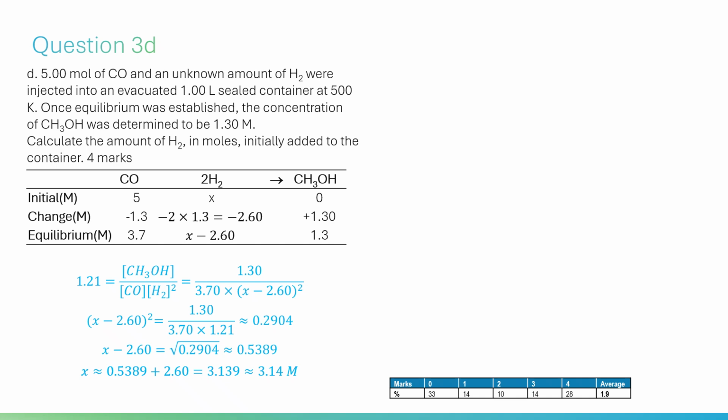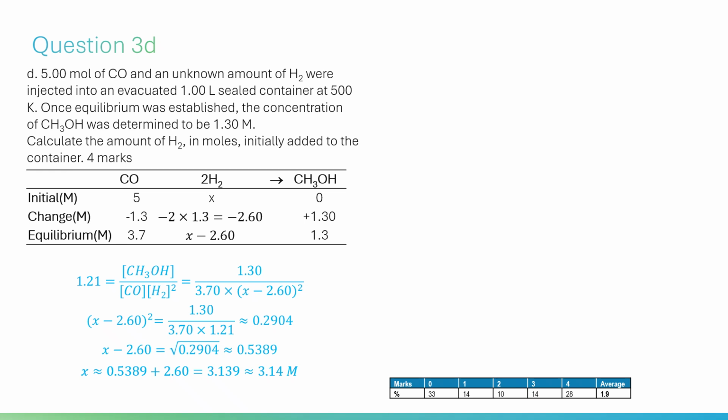Finally, ensure your final result reflects the precision of the provided data. Since our inputs are given to 3 significant figures, your answer for the initial amount of H2 must be rounded correctly to 3.14 moles. Precision in your final step is what secures that 4th and final mark.